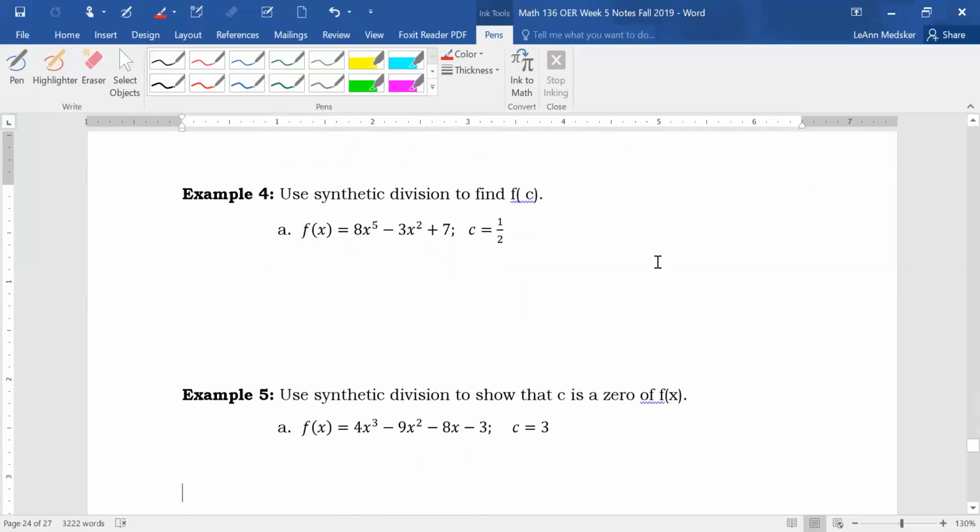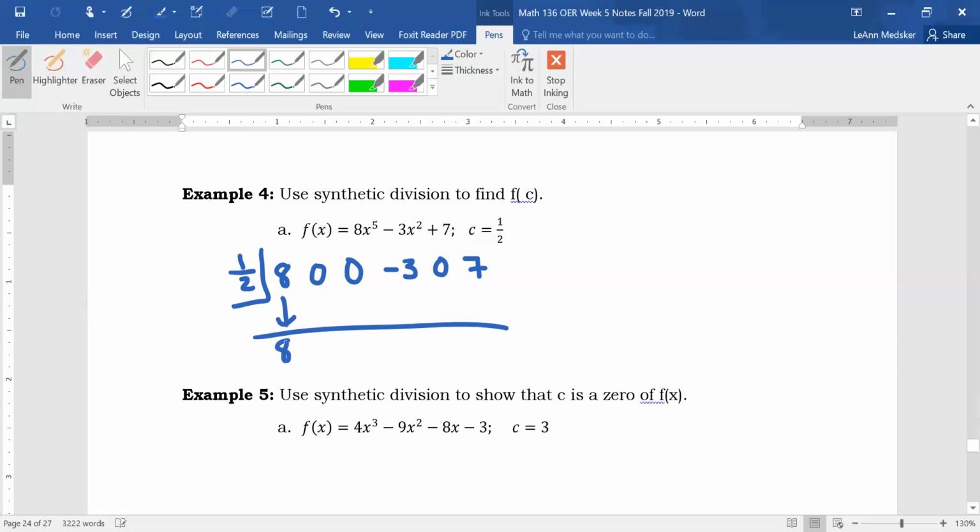So example 4, we're showing that we can do this if they've already solved it for us. Essentially this one's already been solved. It used to be x minus a half, so we'll put the 1/2 in there. We have an 8. We're missing the 4th power. We're missing the 3rd power. We have our x to the 2nd power. We're missing the x to the 1st power, and we have a 7.